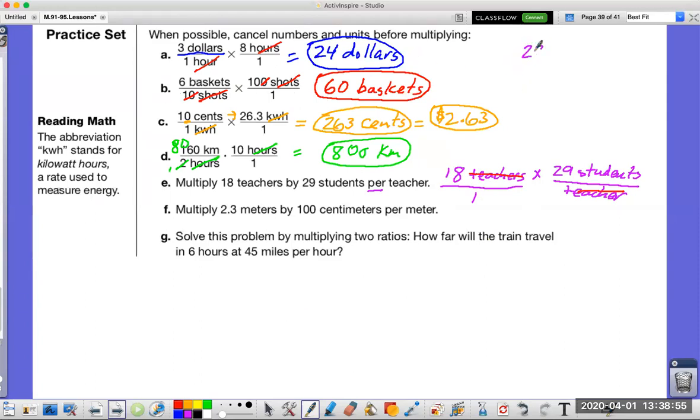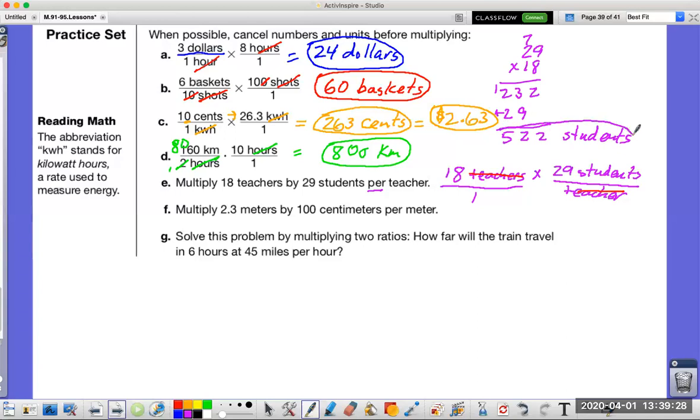So I have 29 times 18. That'd be 72. This would be 16 plus 7 would be 23. This would be 9. This would be 2. And I add those together, it'd be 12, and it'd be 5. So it'd be 522 students. Okay, and I'm just going to label it right here.